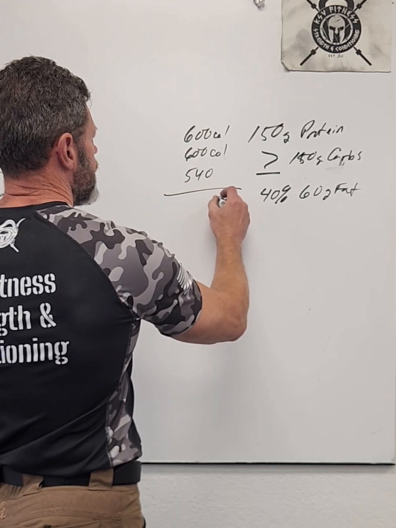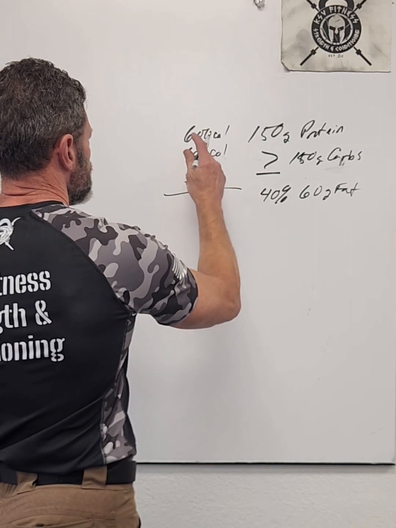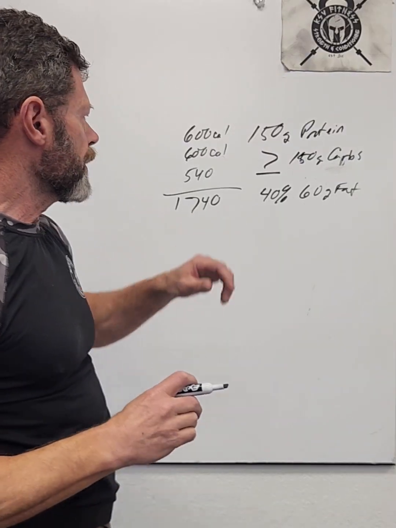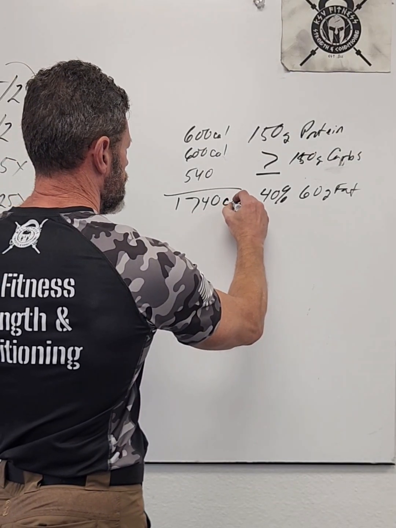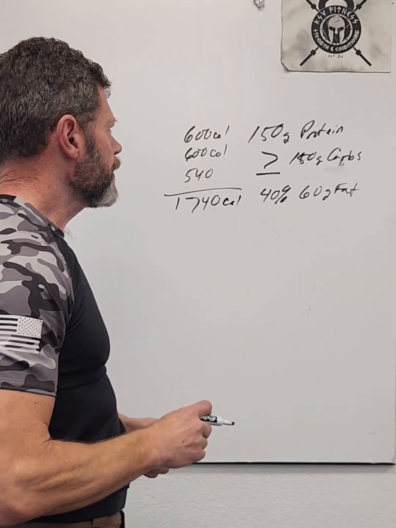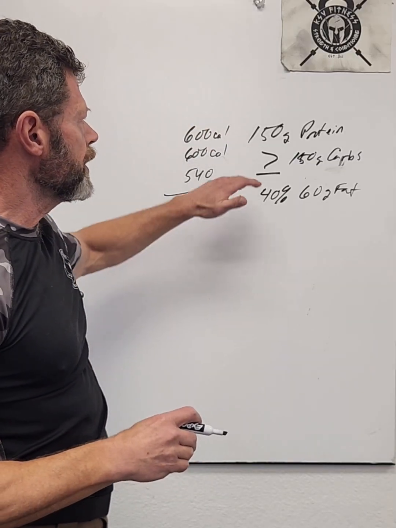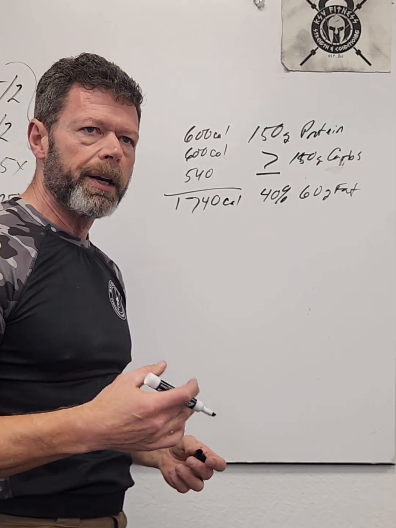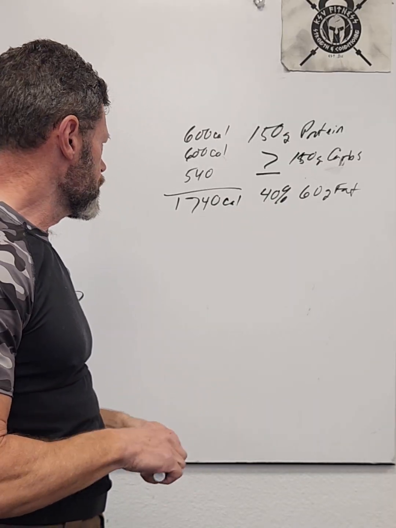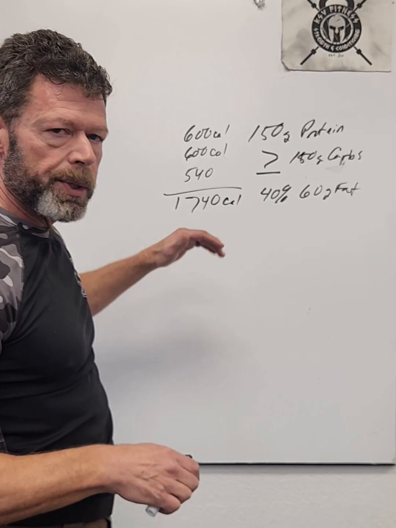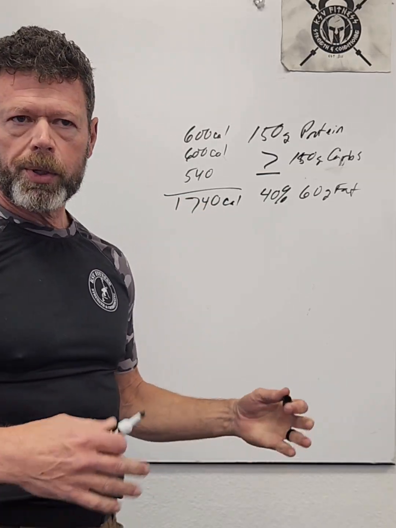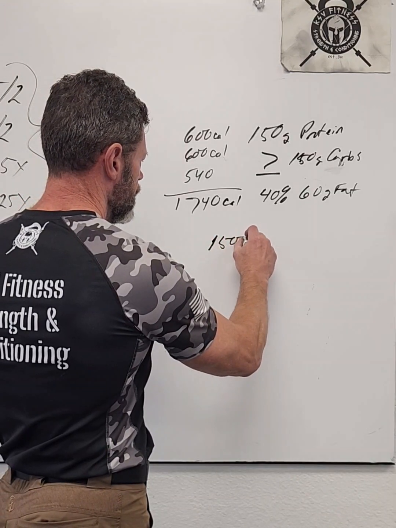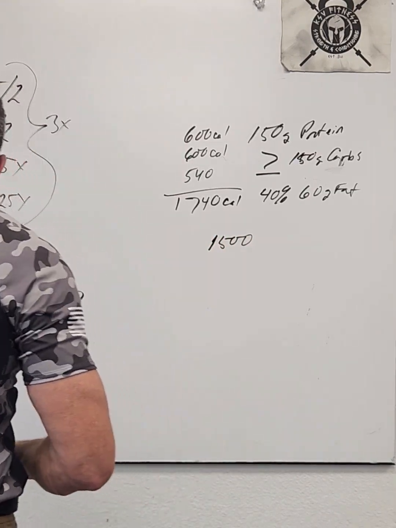So when we're looking at this, we get 1,740 calories for the day, with 150 grams of protein, 150 grams of carbs or less, and approximately 60 grams of fat. So now we are making sure that if we look at our basal metabolic rate for this average woman, if it is roughly 1,500 calories per day, all right, hold on.